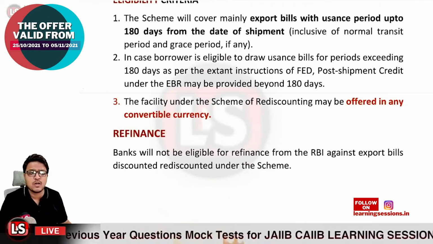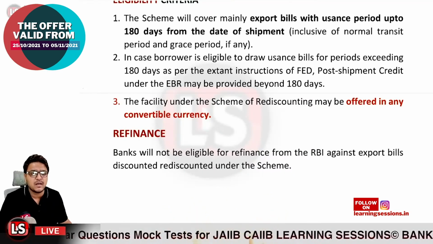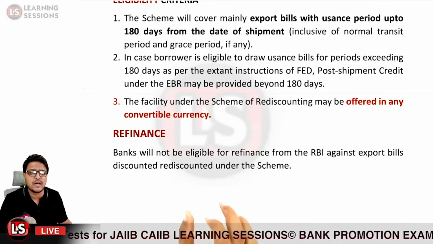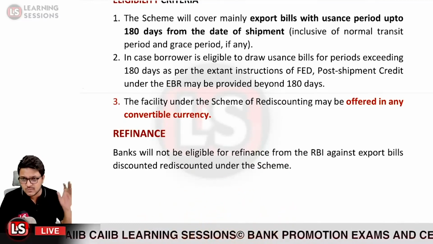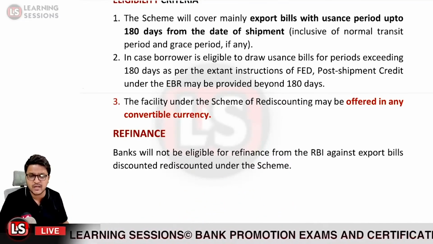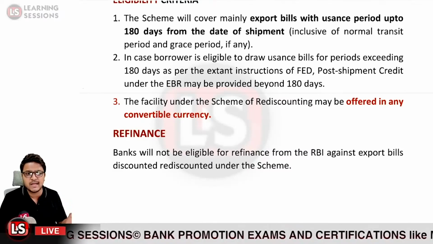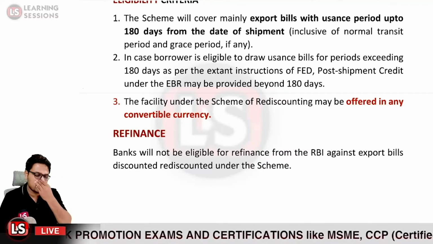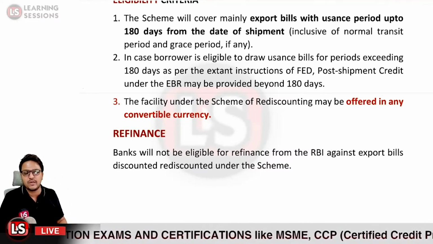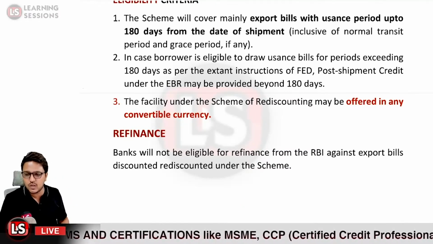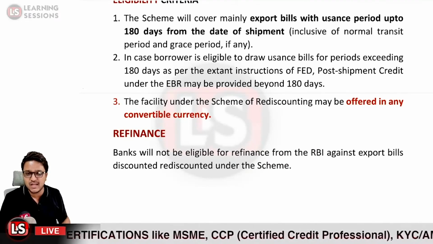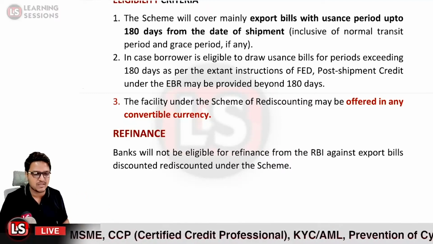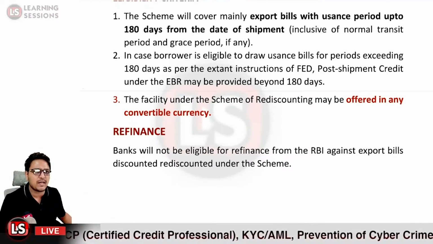So banks will not be eligible for refinance from the Reserve Bank of India against export bills rediscounted under the scheme. So if the export bills have already been rediscounted under the EBR scheme, in that particular case, the banks will not be eligible for the refinance from the Reserve Bank of India as they have already rediscounted the bills under the EBR scheme. Is that clear? So that is all related to today's video.